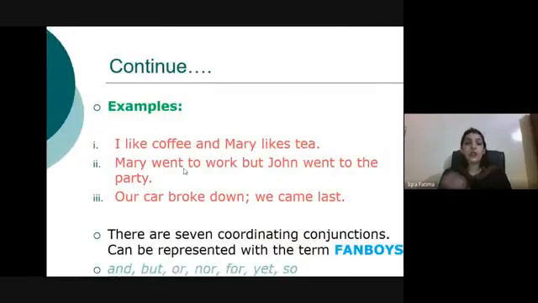Another way of joining two independent clauses is punctuation. Our car broke down. We came last. So these two independent clauses are joined by a punctuation mark. Here there is no conjunction used to join two independent clauses. Okay.